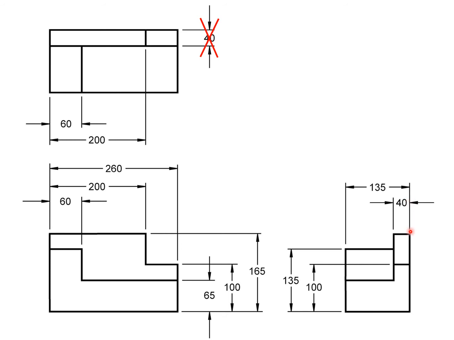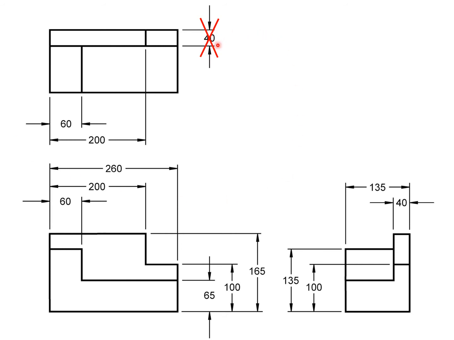Another reason is because it's a lot clearer in the right-hand side view that we're dimensioning a wall thickness. On the top view, it's not very clear what we're dimensioning. It's just a lot more clear on the right-hand side view. Next slide.